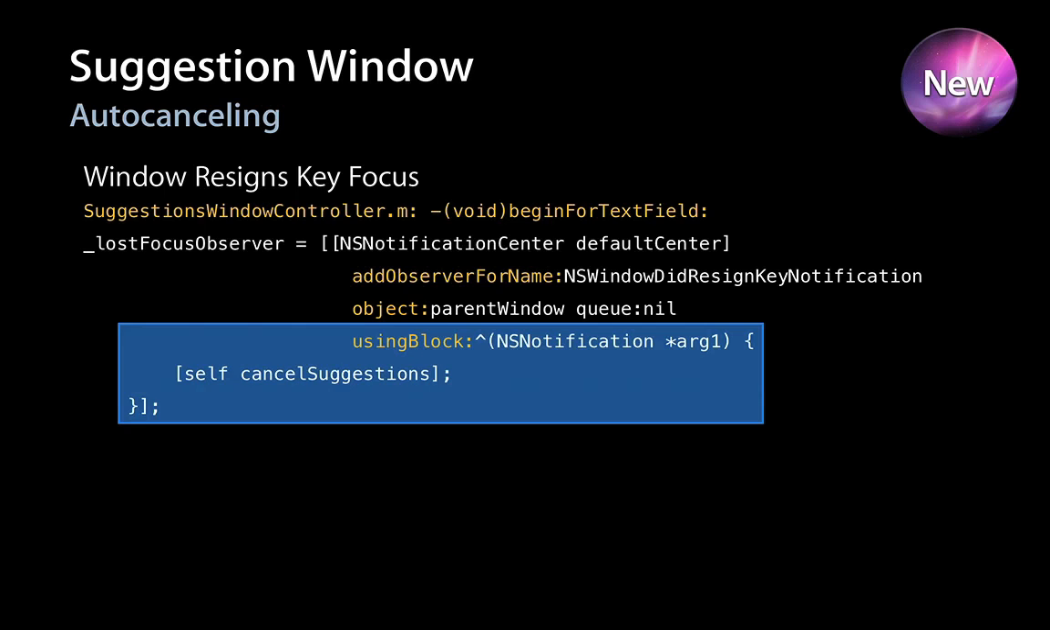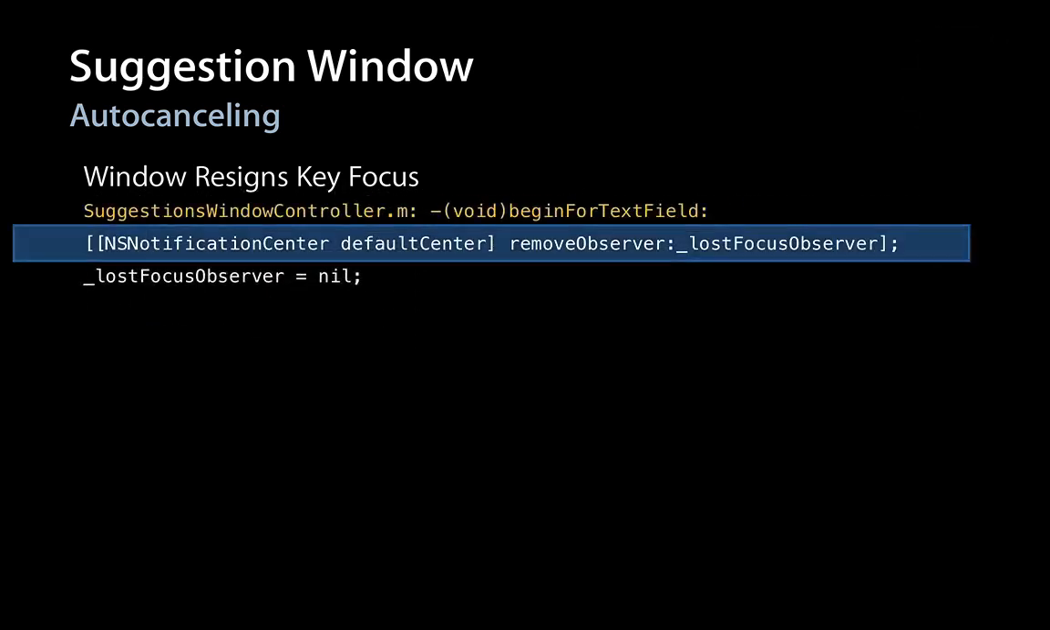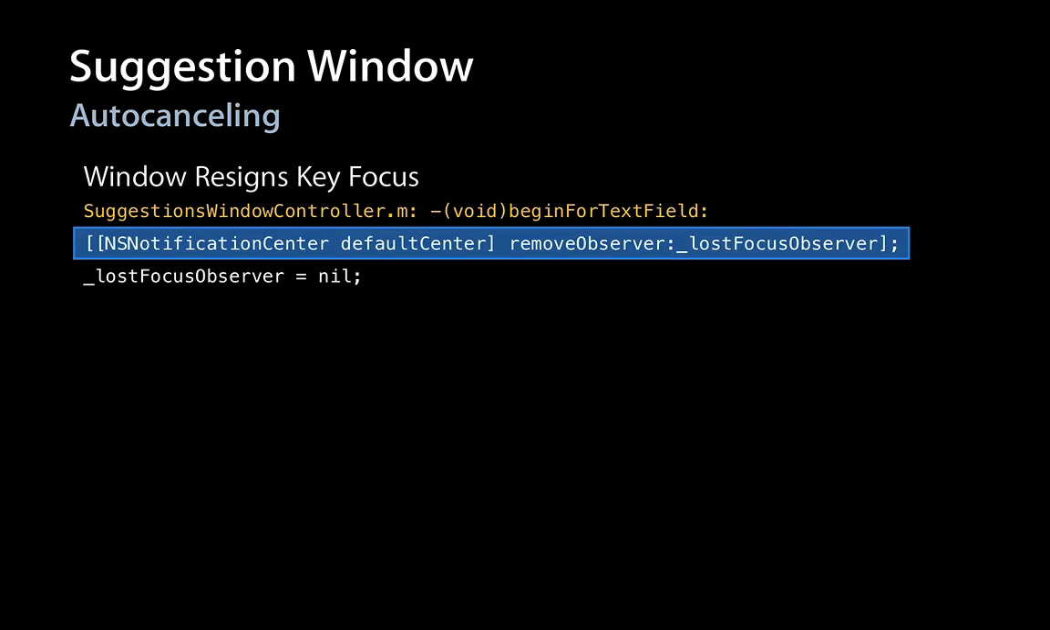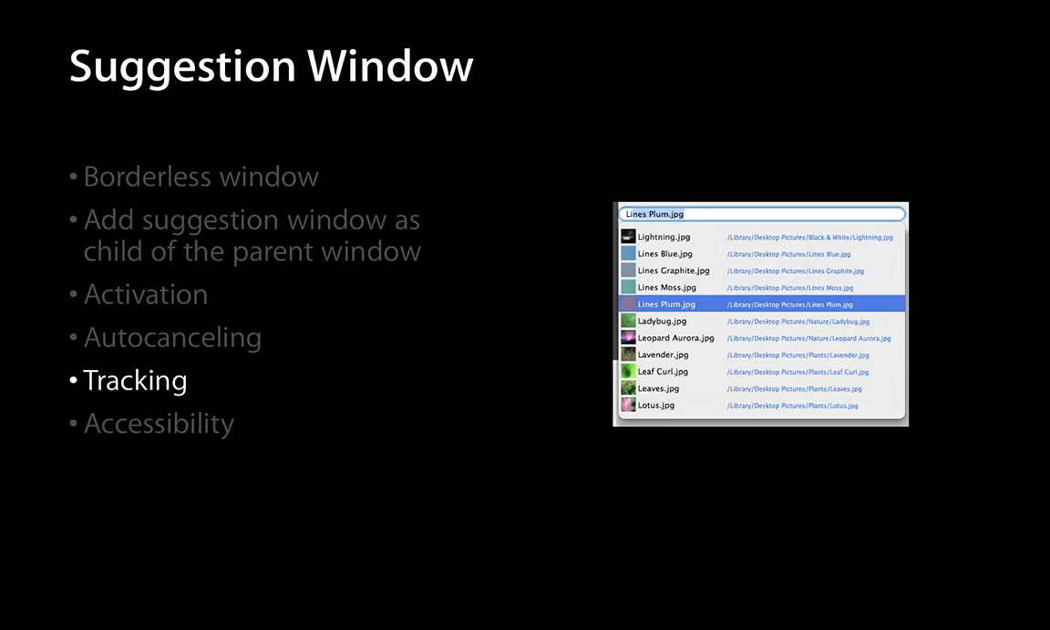So we go ahead and we install a notification for NSWindowDidResignKeyNotification whenever we show our suggestions window. And likewise, whenever we dismiss our suggestions window, we need to go ahead and remove that observer as well. And just like the local event monitors, the observer that's returned to you, you don't need to retain it. The memory is handled for you. But you do need to go ahead and remove the observer, or else it's hanging around forever. And likewise, once you remove the observer, we need to set our local IVAR to nil. Otherwise, we're hanging on to a potentially invalid object.